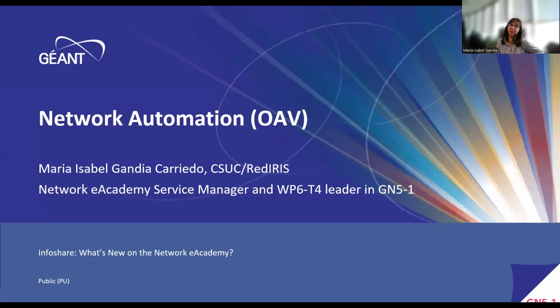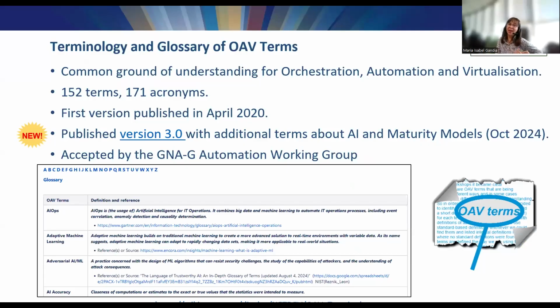For network automation, as I said, we started with the terminology. It was the first thing we did because people said that we were speaking different languages, not just because we all have different languages in Europe, probably, but because some people understood orchestration or virtualization in different ways. So we created a common ground of understanding, not inventing things from zero. We created documentation based on common standards and commonly agreed definitions that were accepted.